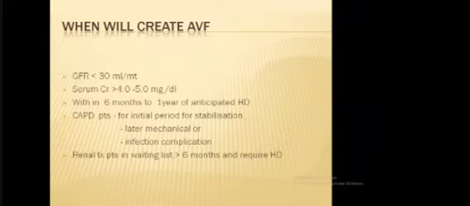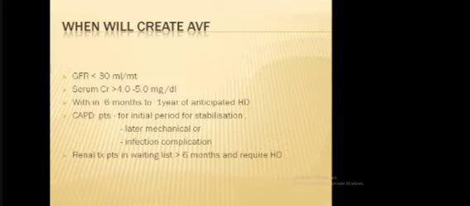When will we create an AV fistula? Whenever the CKD patient's glomerular filtration rate is less than 30 ml per minute, or serum creatinine level is more than 4 to 5 milligram per deciliter, or CKD patients who are going to start anticipated HD within a period of 6 months to 1 year.